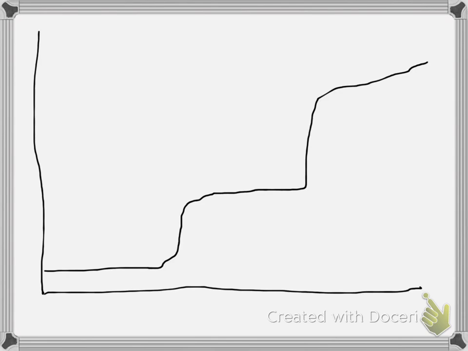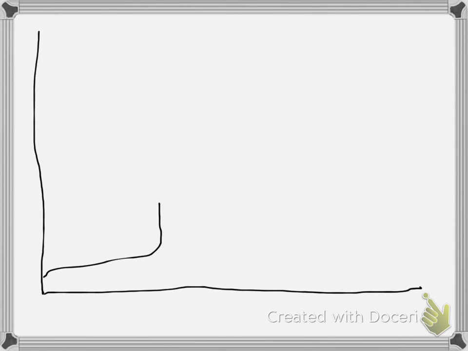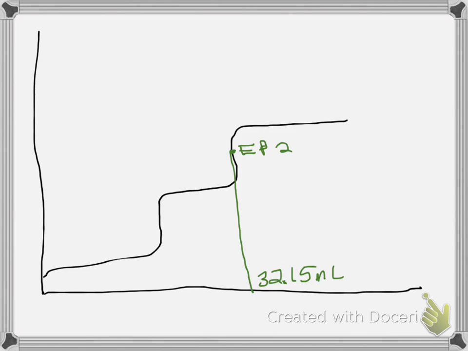Okay. I didn't really mean for it to curve up at the end. So something kind of like this. And I know that the final equivalence point, which would be equivalence point 2, the volume there from the problem is 32.15 milliliters. So it's relatively straightforward to figure everything else out about the graph as long as I know the volume at the final point, okay?